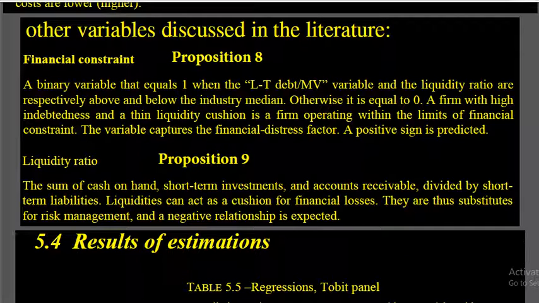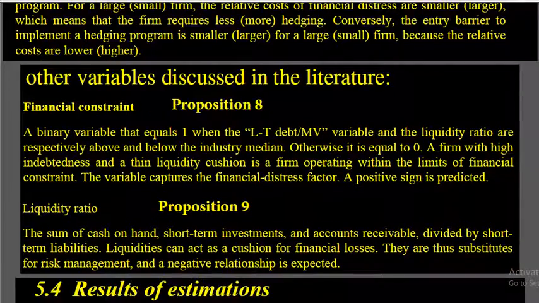And we already talked about proposition 9, the liquidity ratio, which is the sum of cash on hand, short-term investments, and accounts receivable divided by short-term liabilities. Liquidities act as a cushion for financial losses. They are thus substitutes for risk management, and a negative relationship is expected, meaning that the higher the liquidity ratio, the less need for hedging. And this is the conclusion of the proposition.